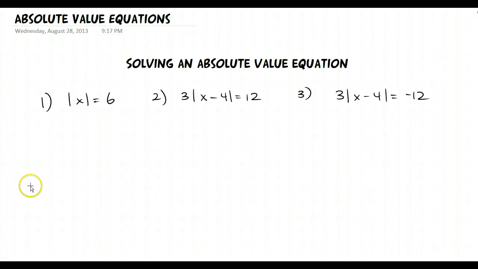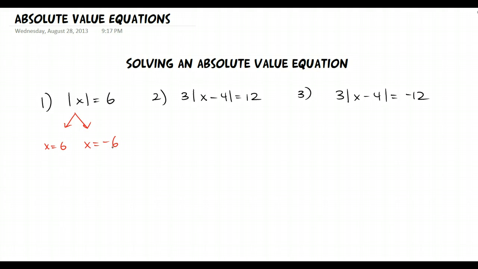This is a mini tutorial on solving an absolute value equation. So I'm going to begin here with a really basic absolute value equation, and it says the absolute value of x equals 6. Based on your knowledge of absolute value, we know that we should get two solutions here because there are two numbers that would satisfy this equation.